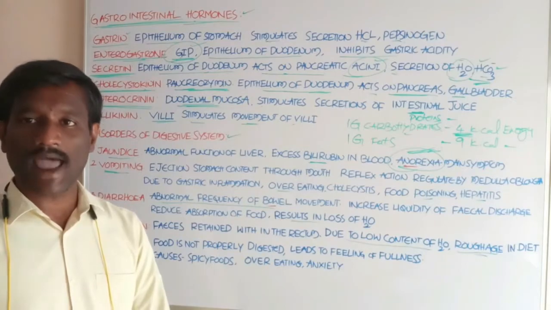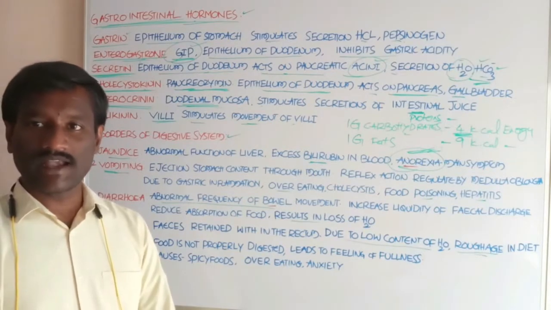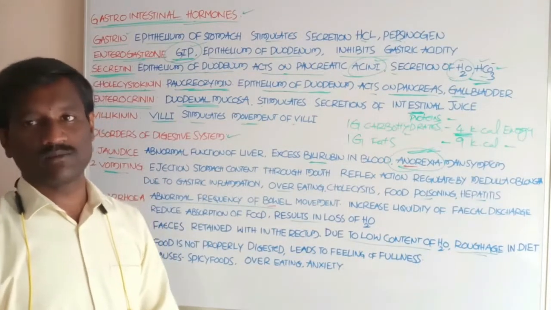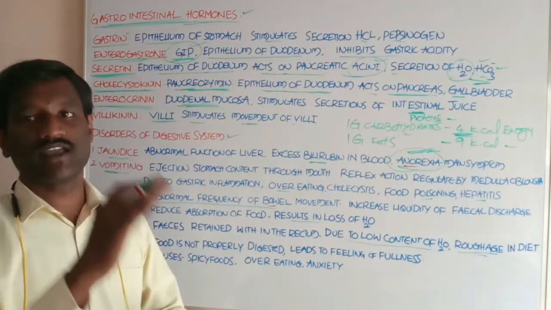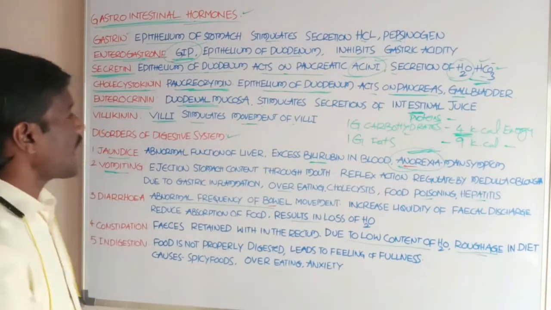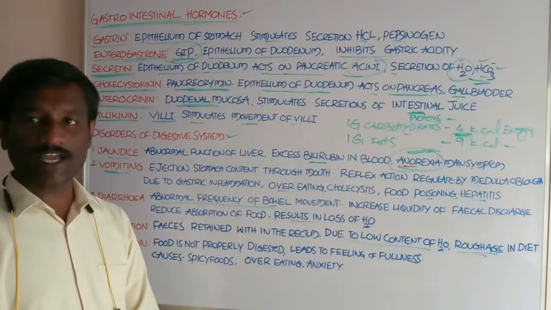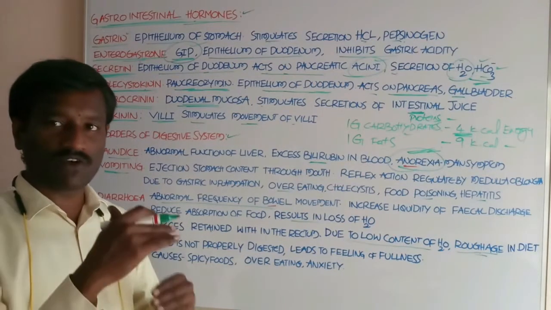Intestinal juice, also called succus entericus, consists of different types of enzymes which are helpful in the digestion of food. And villikinin. What about villikinin? Villikinin is secreted from the villi.